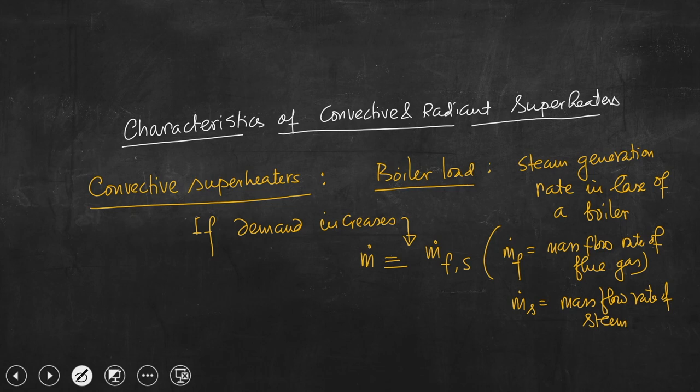We have studied that m dot flue gas needs to be increased to have higher amount of m dot s. If m dot f increases, the convective heat transfer coefficient will increase, and the temperature of steam at the outlet of the superheater will be increased. That you have studied in the heat transfer course when you studied heat exchangers.